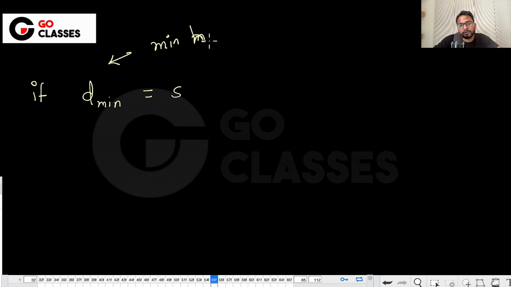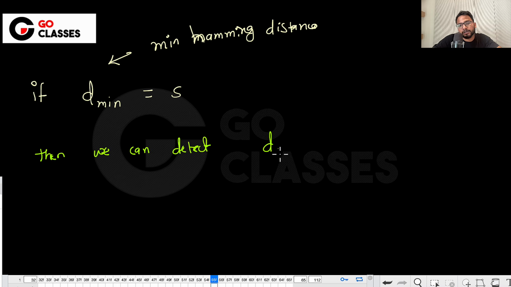Minimum Hamming distance is, let's suppose this is S, then we can detect D minimum minus 1 bits of error, right? Which means if the minimum Hamming distance is 3, then you can always draw the diagram.